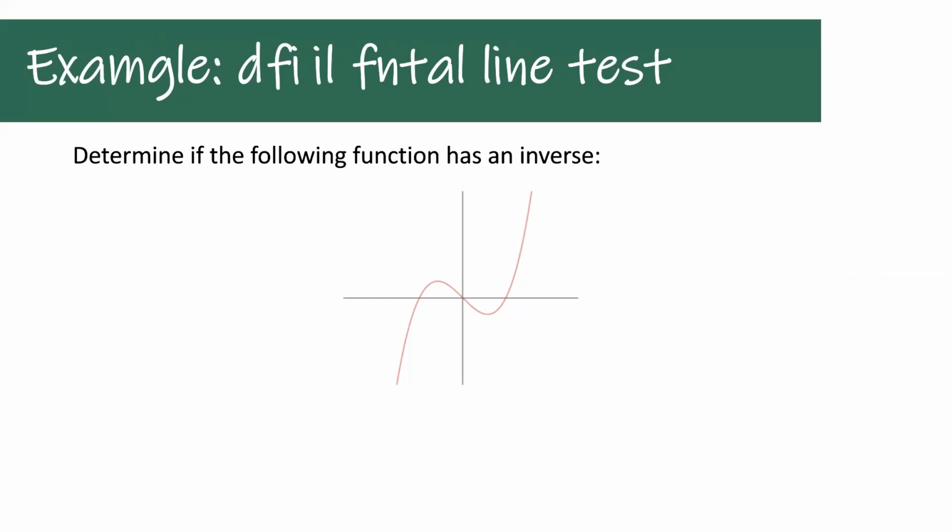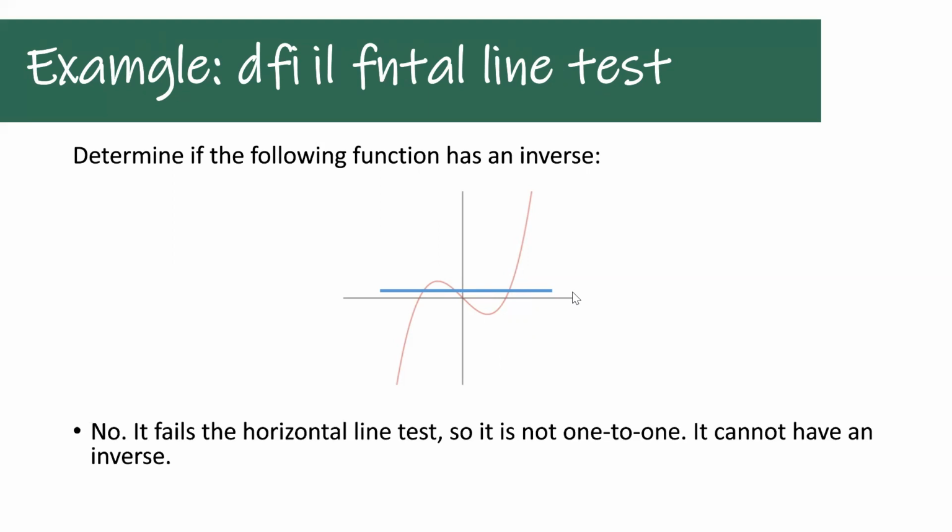Interesting. So determine if the following function has an inverse. Here we're going to apply that horizontal line test. Can we draw a horizontal line anywhere and it touches that graph more than once? Take a moment and think about that. Here we see that blue horizontal line and it's hitting it once, twice, 3 times right here. So it is not 1-to-1. It cannot have an inverse.